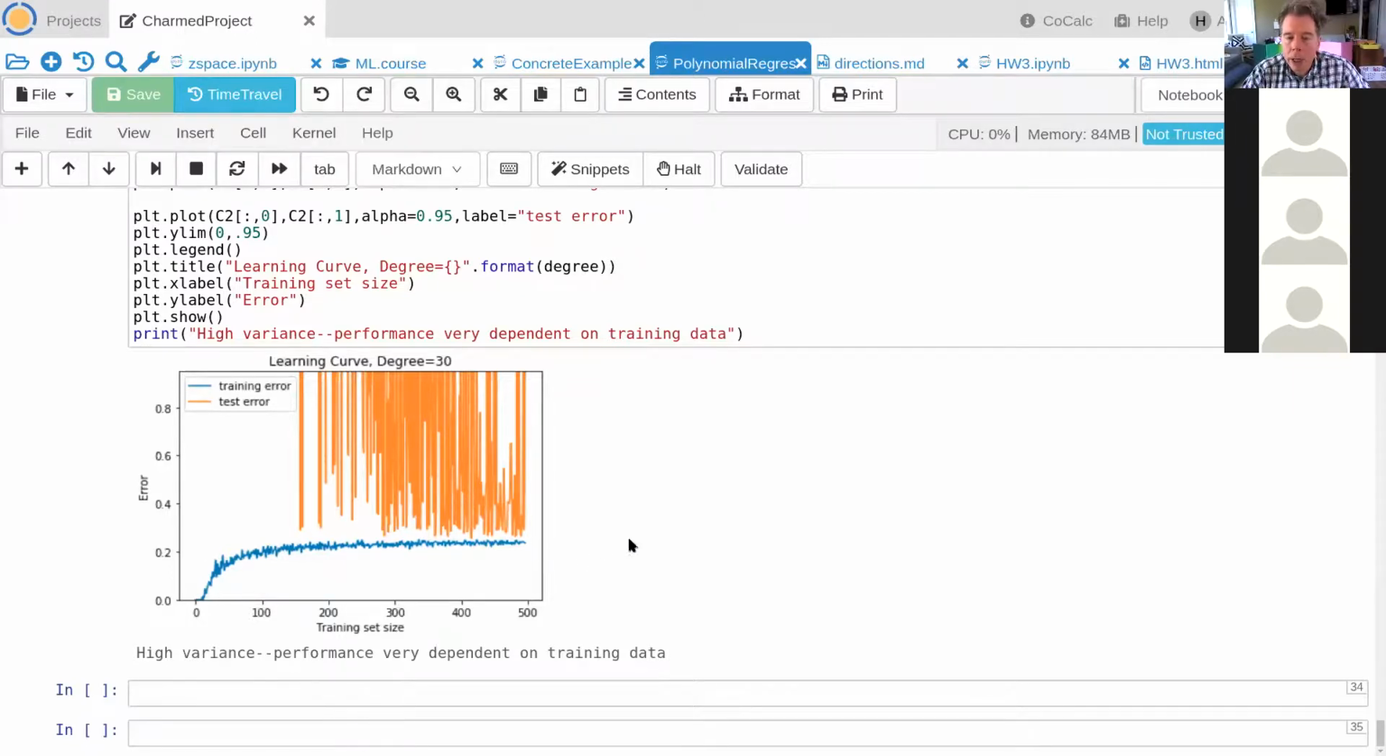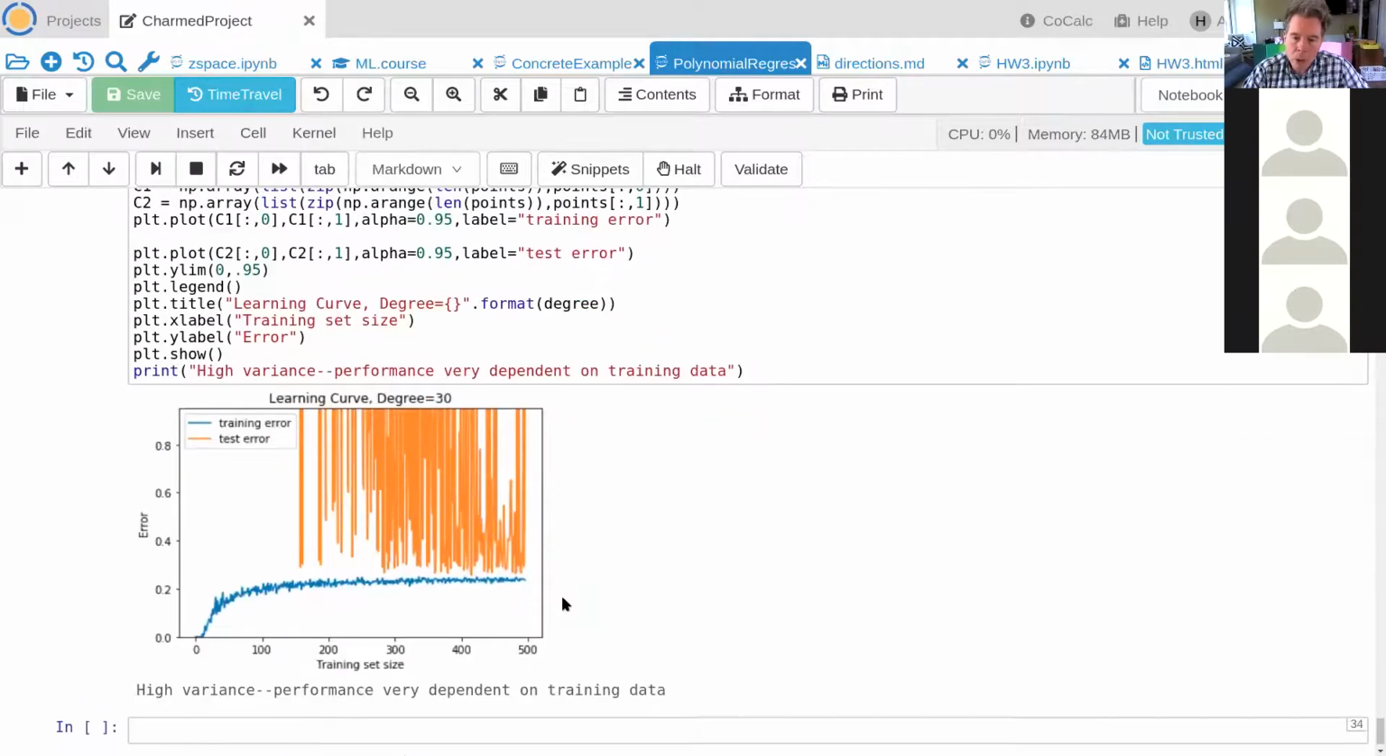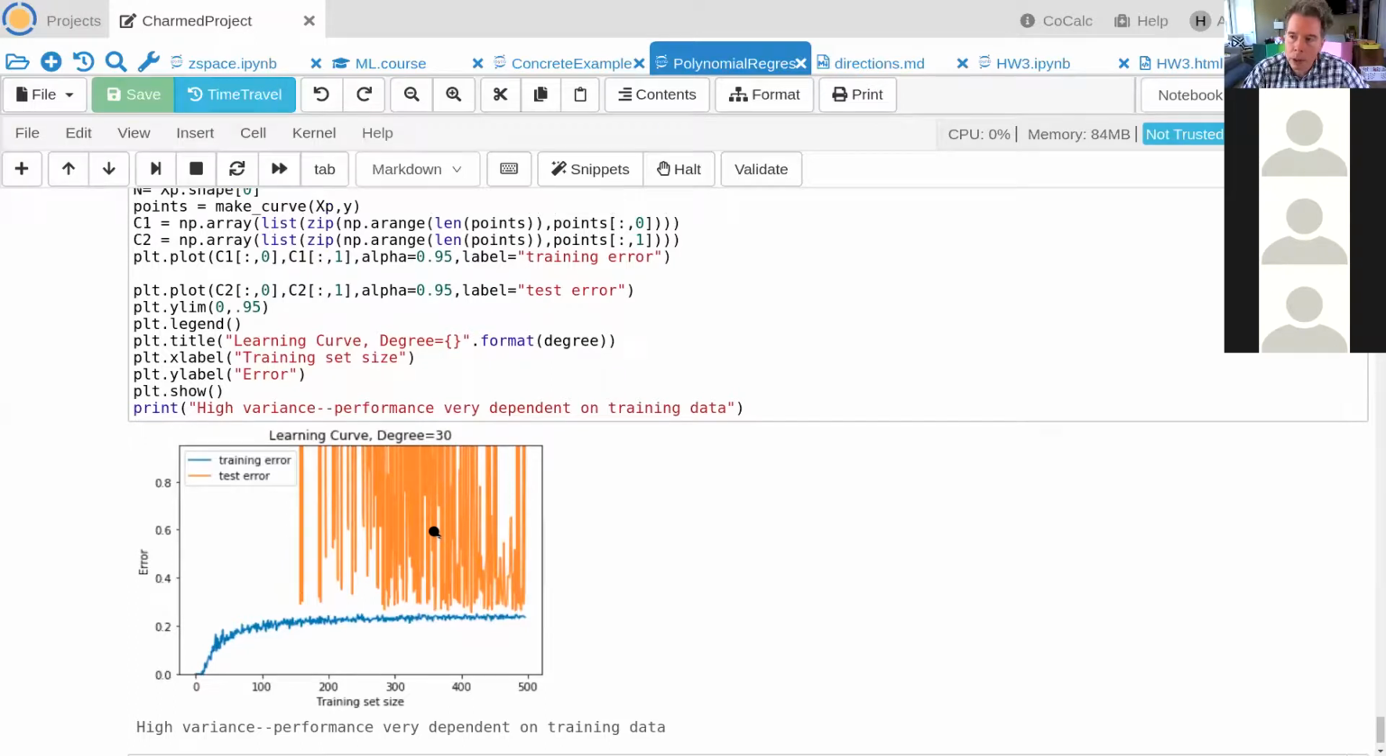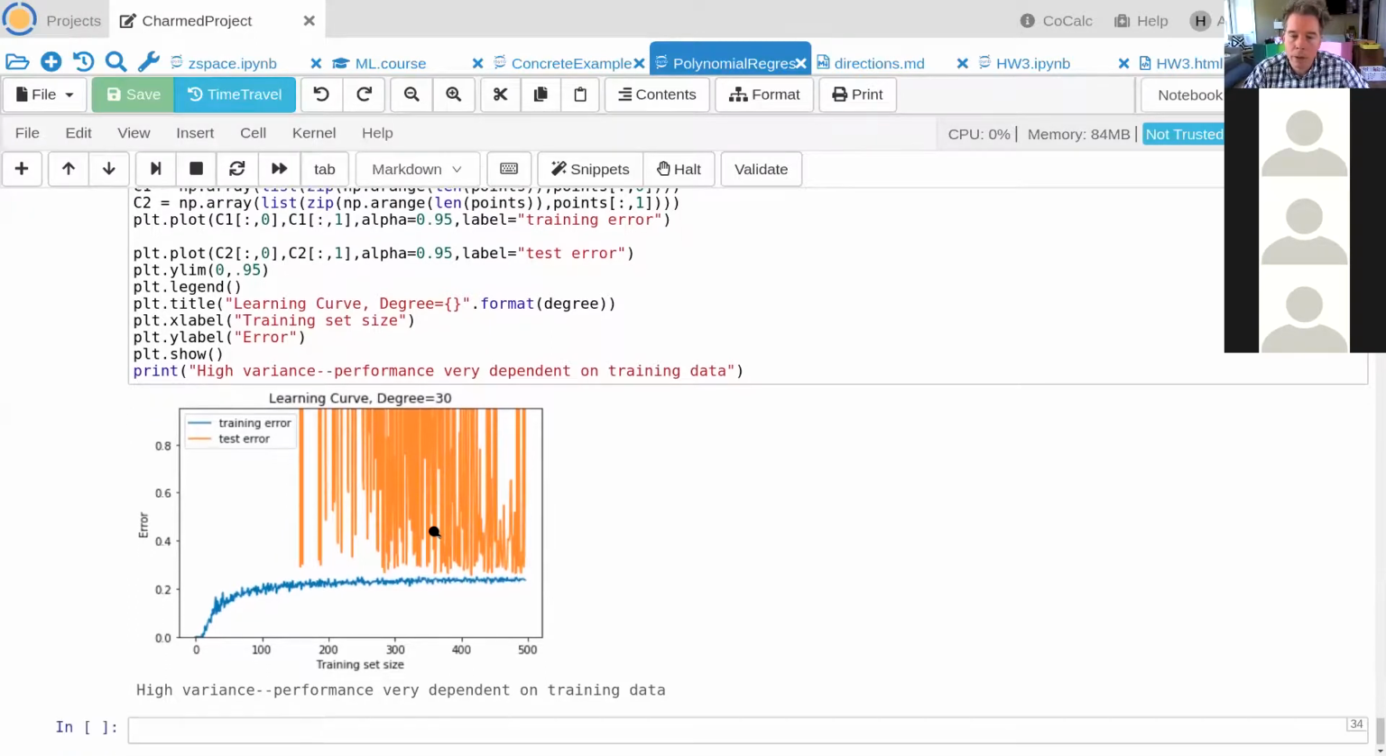If we had more data, this would eventually settle down and be calm, just like everything else. We just don't have enough data for the degree 30 model. But if we had 8,000 data points, that would probably be enough for the degree 30. Then we would see it settling down just like everything else. So degree 30 is a more complicated model than we can afford with the data that we have.